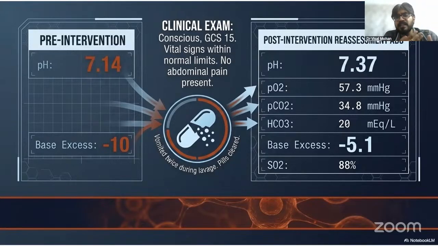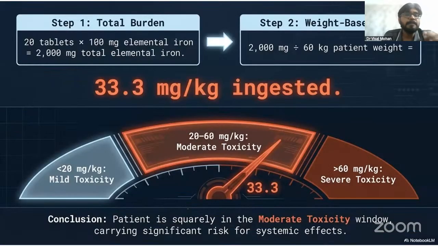Once after the initial intervention, we'll repeat the bloods, etc. Since the patient is relatively stable, GCS is fine, ABCD is normal, we repeat the ABGs and we understood that the pH is becoming normal, bicarb is increased, base excess has come down for this patient. We also found evidence of the pills in the lavage itself. In these patients, what is the most important thing in the initial step? The initial step is to identify how much elemental iron has been ingested, and the toxic dose in this patient.